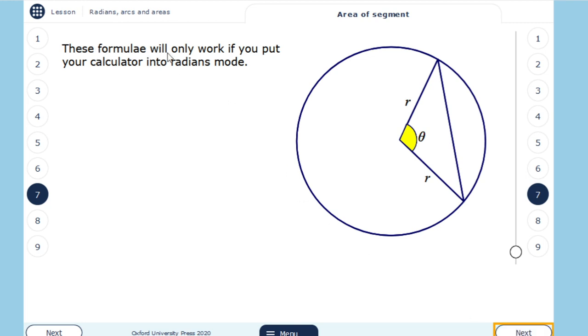These formulas will work only if you put your calculator into radians mode. There will be another video on how to easily convert degrees to radians and radians to degrees with your calculator.